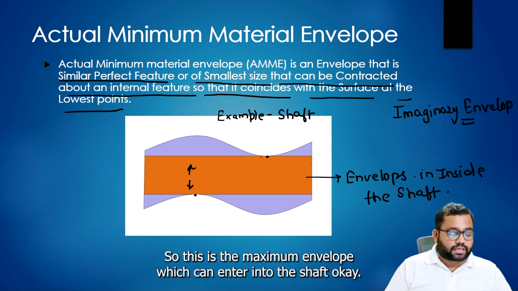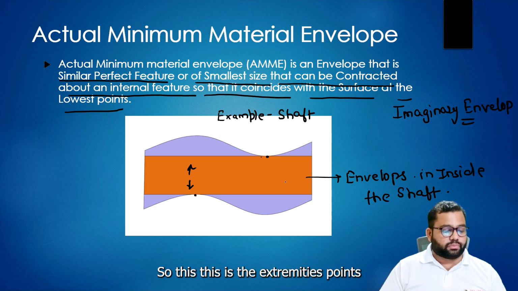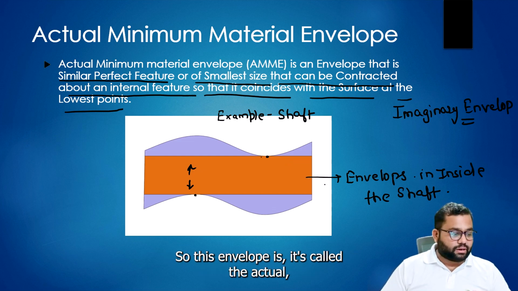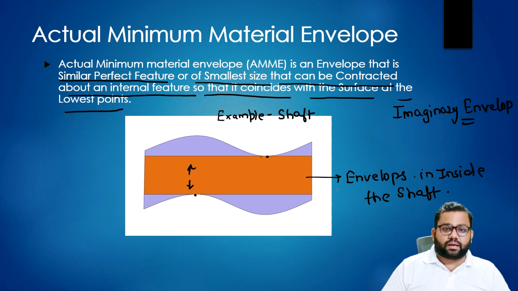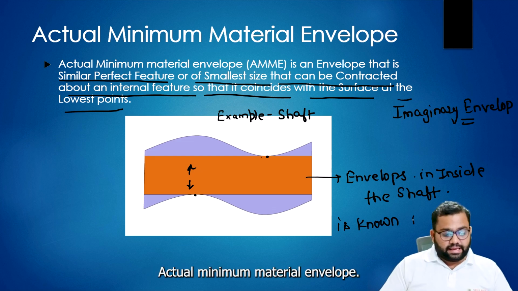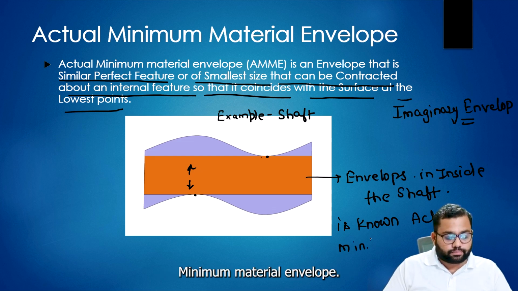So this is the maximum envelope which can enter into the shaft. It touches the extremities of the shaft at the lower ends. This envelope is called the actual minimum material envelope.